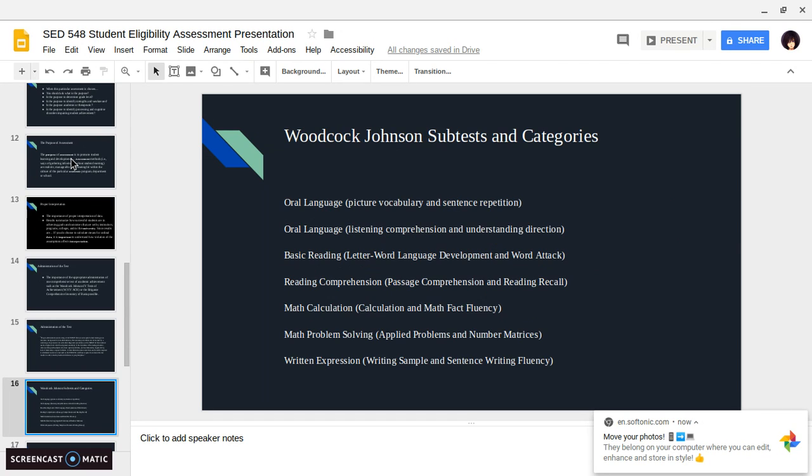So we'll move forward. The Woodcock-Johnson subjects and categories. Again, I'll go into more detail here. They cover oral language, which is basically picture vocabulary and sentence repetition. I like this multimodal aspect of allowing a student to use nonverbal language to communicate and learn, because oftentimes with lower functioning students, they pick up a job by watching people do things and not by reading a manual. The oral language, listening comprehension, understanding can be very difficult for some of the low IQ students I work with. So I find the oral language component very, very helpful.